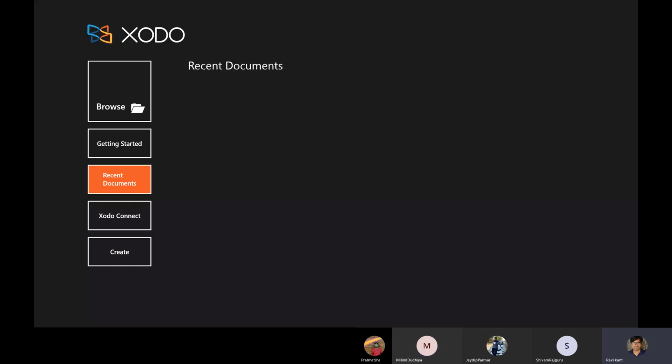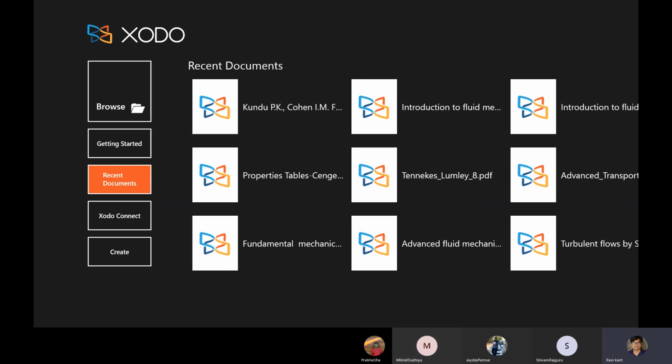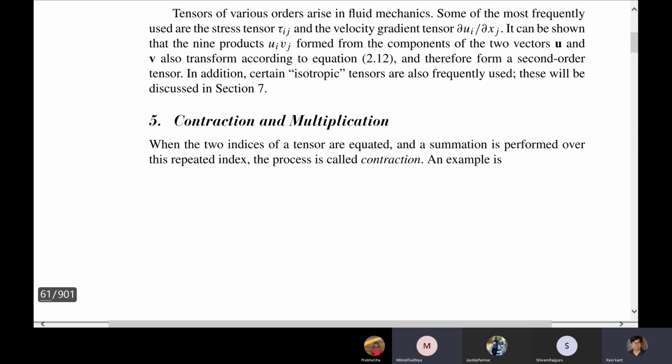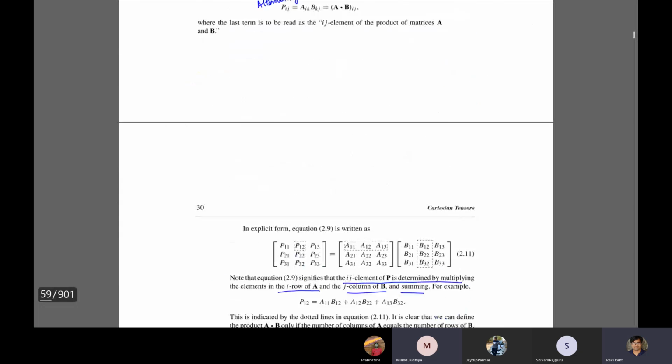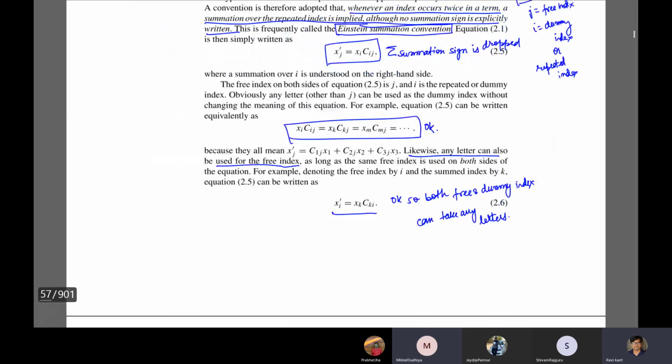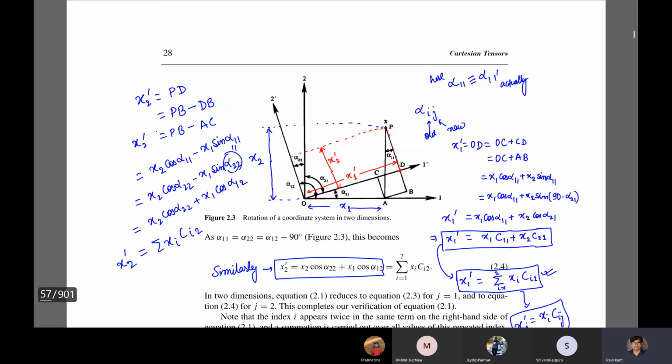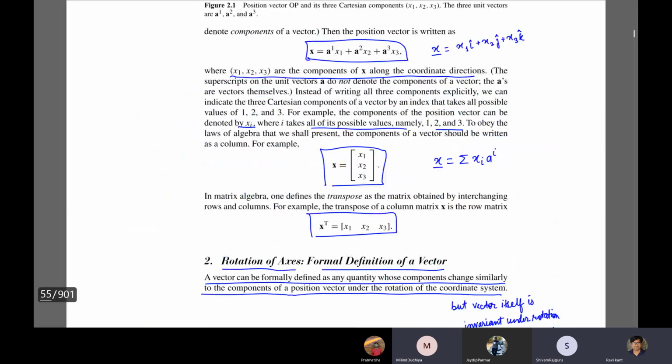Till then, keep reading this particular book, Kundu Cohen. This is so good. Try to read this book. Everything is there. What I taught today, everything is there.